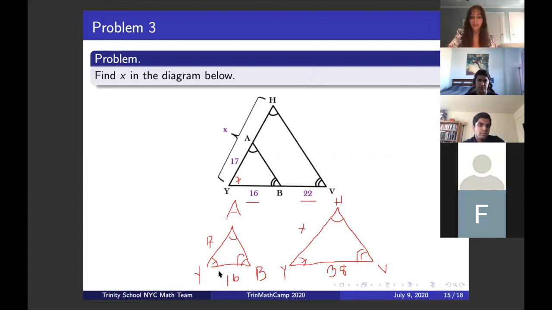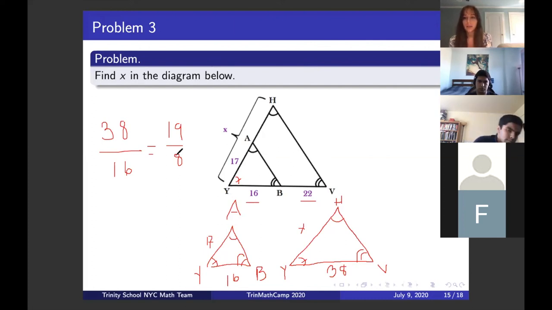We know that this side is in the same ratio to this side as this side is to this side. So first we're gonna find the ratio between this side and this side. To find that, we'll say 38 over 16, which equals 19/8. That's a really annoying number, but we're just going to deal with that. You could have totally done that in decimals, but I'm just going to do it in improper fractions.